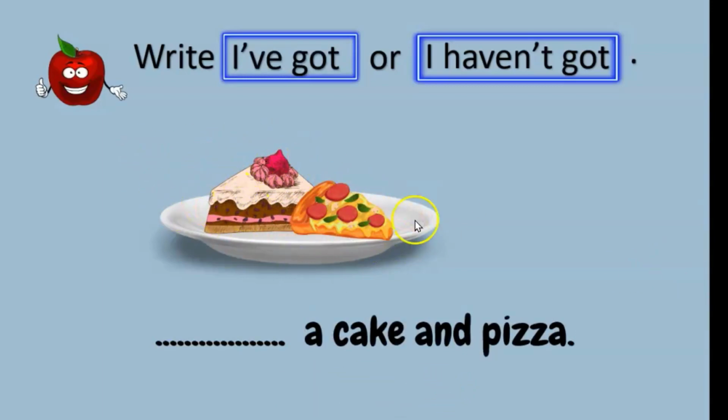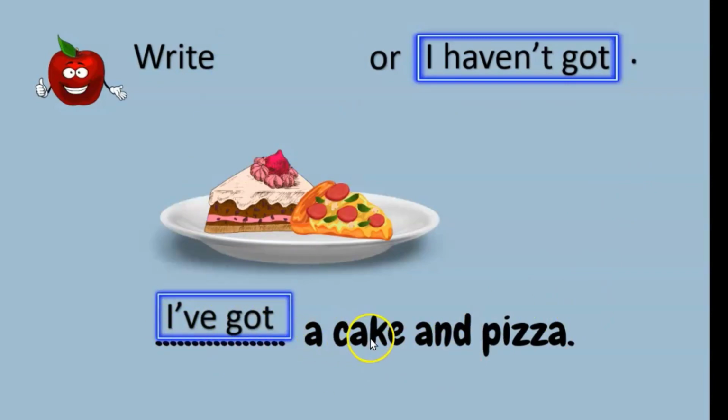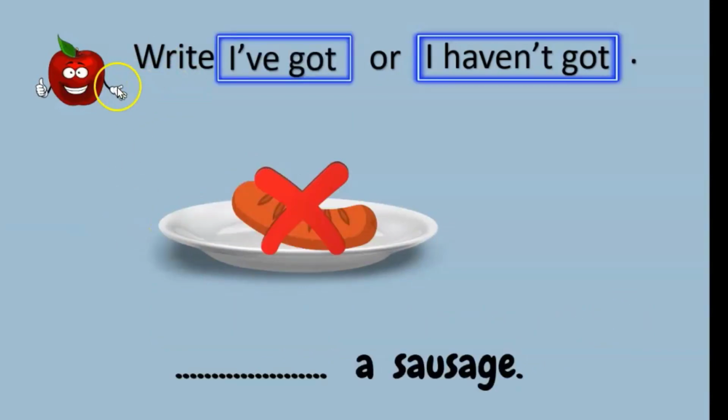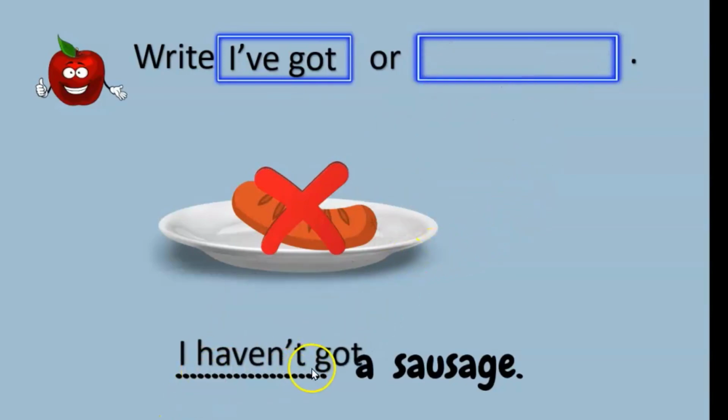They have a cake and a pizza. So I've got or I haven't got a cake and pizza? I've got a cake and pizza. Okay, next. I've got or I haven't got a sausage, and the cross. So which is the answer? Yes, I haven't got a sausage.